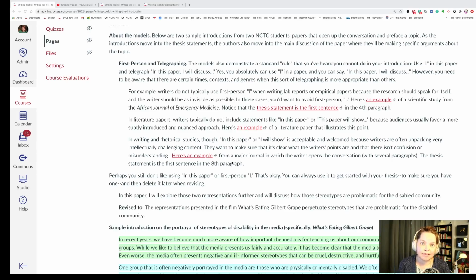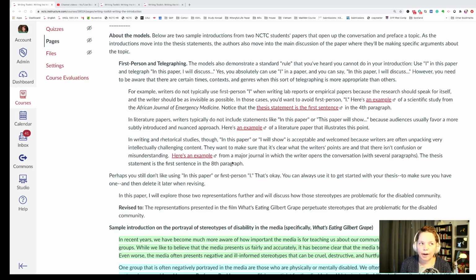And yes, there are certain situations and contexts in which that is absolutely true. It's not really appropriate to use I in science papers, like if you're writing a paper or a lab report for science, that's not a good time to use first person I, because the research should stand by itself.